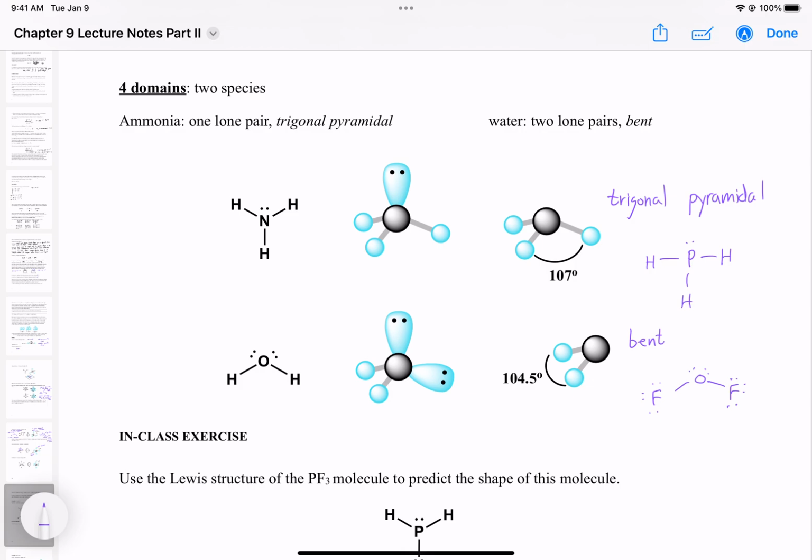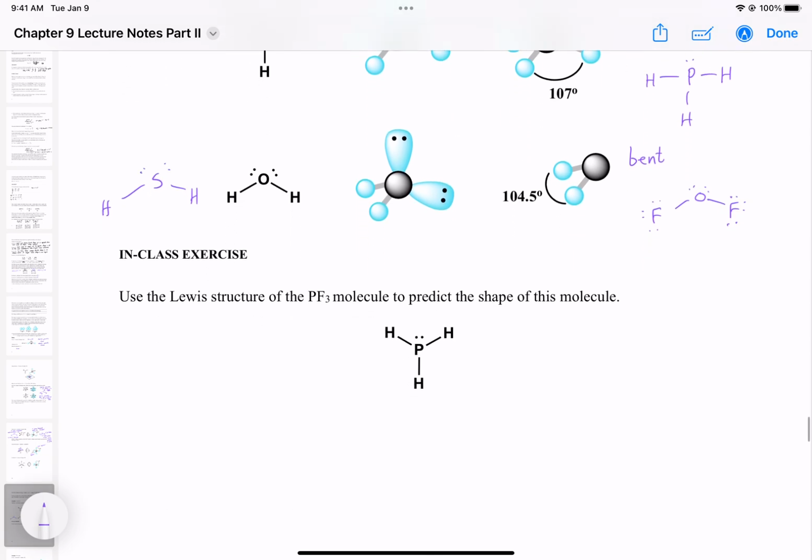Now, can other atoms have similar structures to water? Does it always have to be oxygen? Yes. We can also have H2S, which is very similar to water, but it has a sulfur instead of oxygen. Okay. Now let's move on to let's go over this exercise.